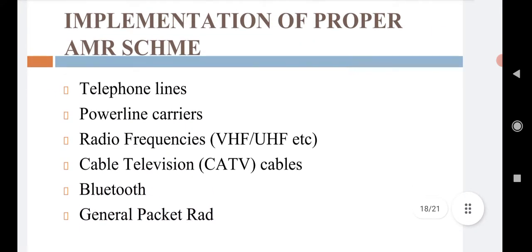Implementation of a proper AMR scheme. First is telephone lines, next power line carriers, radio frequencies, cable television, cables, Bluetooth, general packet radio.